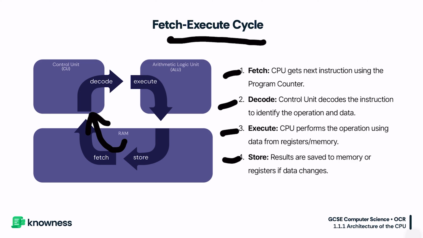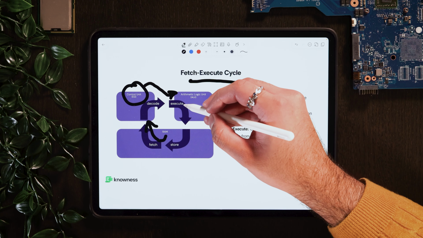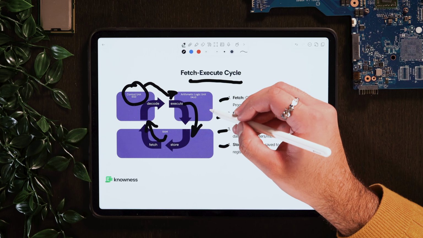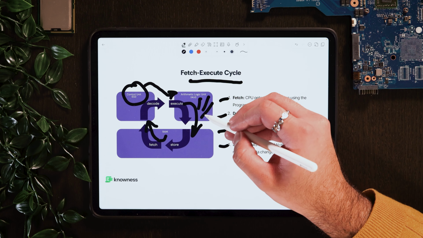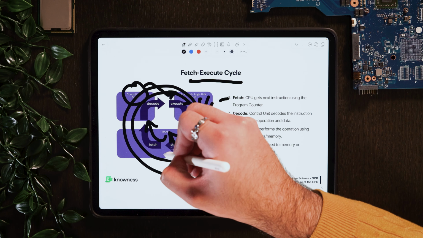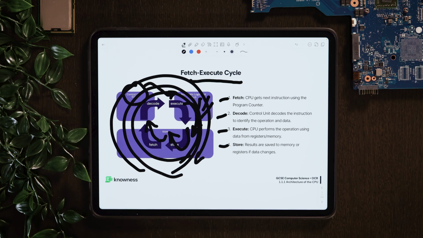memory. Once the instruction is fetched, the CPU's control unit decodes it to understand what operation it represents and what data it needs. Then, in the execute stage, the CPU actually carries out the operation specified by the instruction. It uses data from the registers or memory, depending on what the instruction requires. If the instruction changes any data, the results are then stored back into memory or registers, based on the specific operation. The CPU repeats this fetch-execute cycle over and over again, allowing it to execute a series of instructions and make the computer perform various tasks.